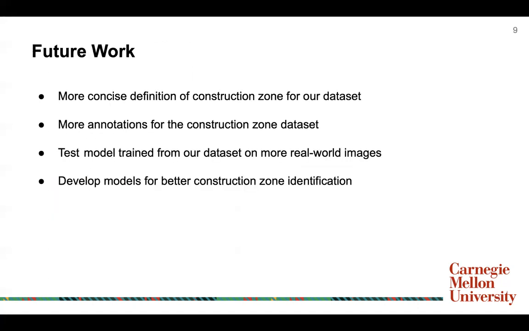In the future, we plan to revisit the definition of the construction zone for our dataset so that construction zone images can be more consistent throughout the dataset. We also plan to do more annotation for our construction zone dataset, such as bounding boxes, maybe the types of construction, and more. We also want to test our models trained from our datasets on larger real world image datasets, such as maybe on bus cameras or on cameras at intersections.